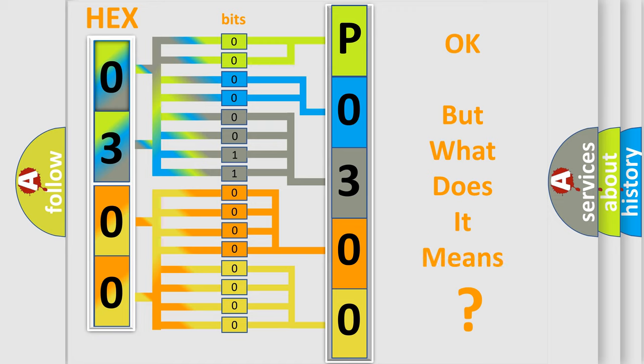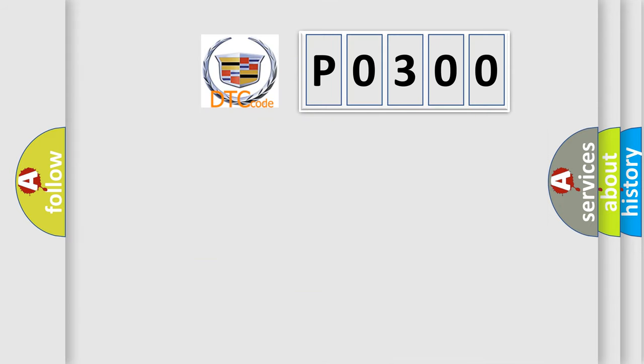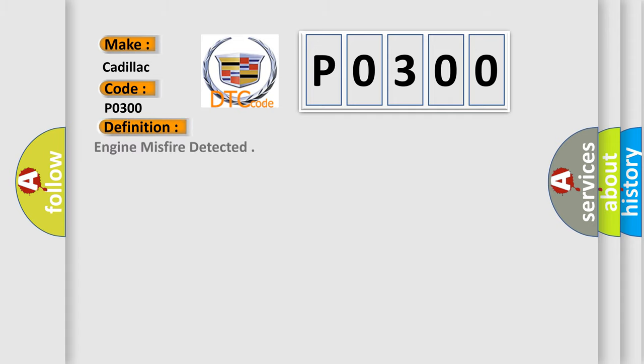The number itself does not make sense to us if we cannot assign information to what it actually expresses. So, what does the diagnostic trouble code P0300 interpret specifically for Cadillac vehicles? The basic definition is engine misfire detected. And now this is a short description of this DTC code.